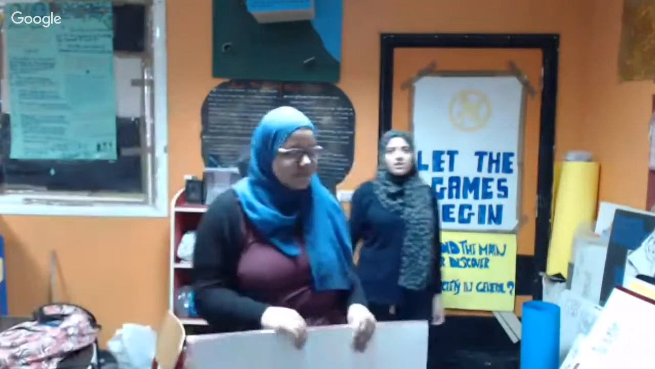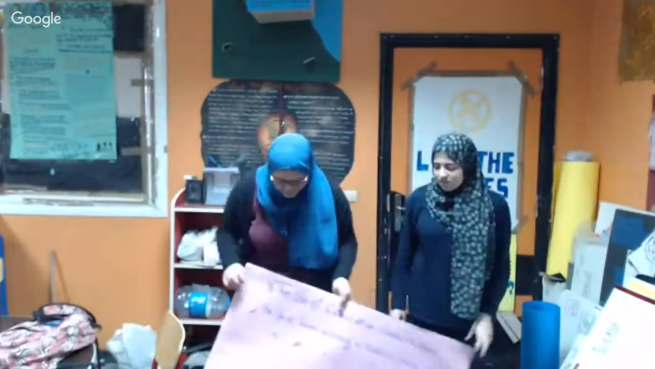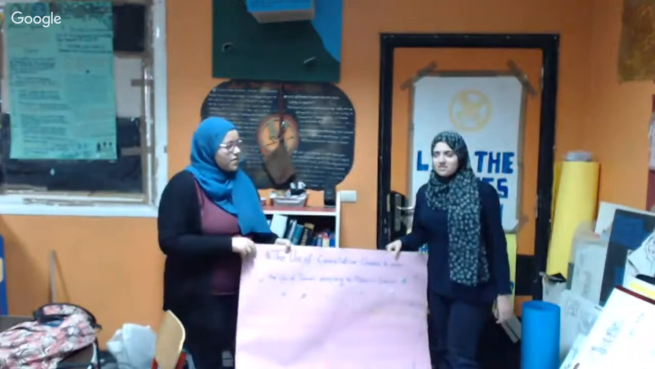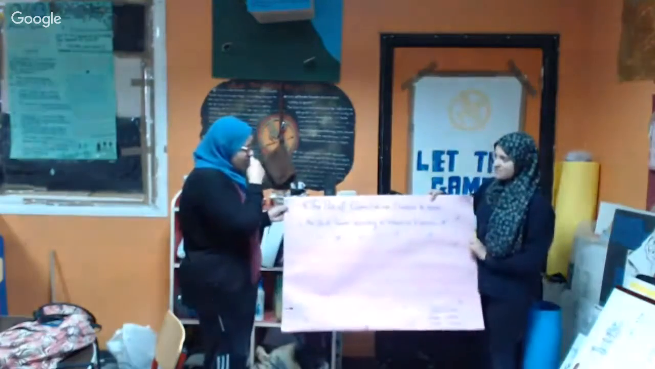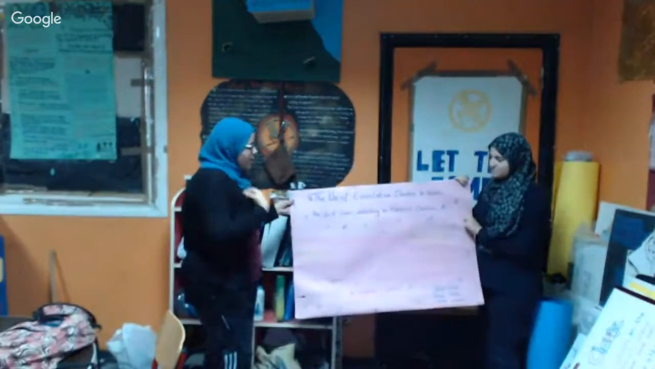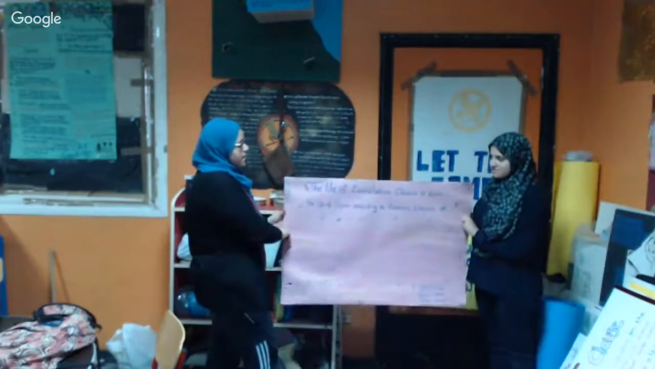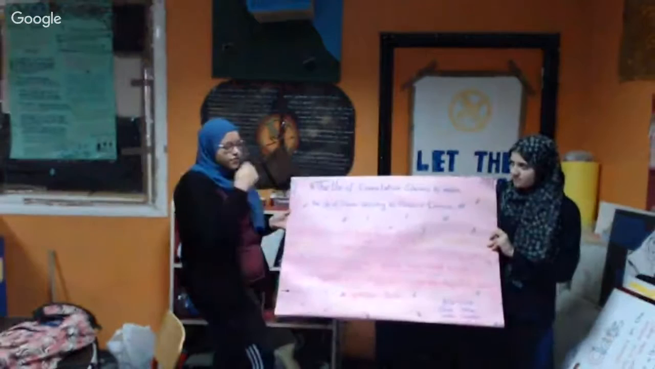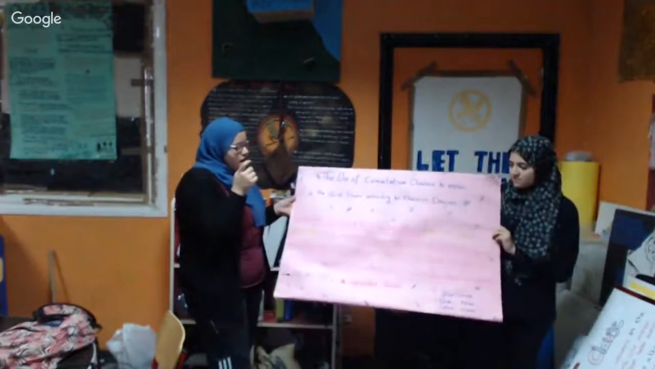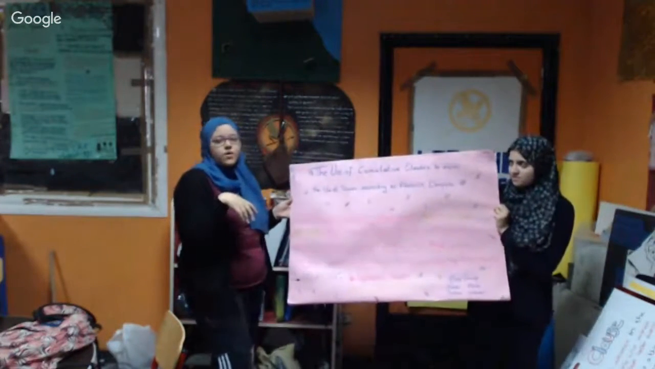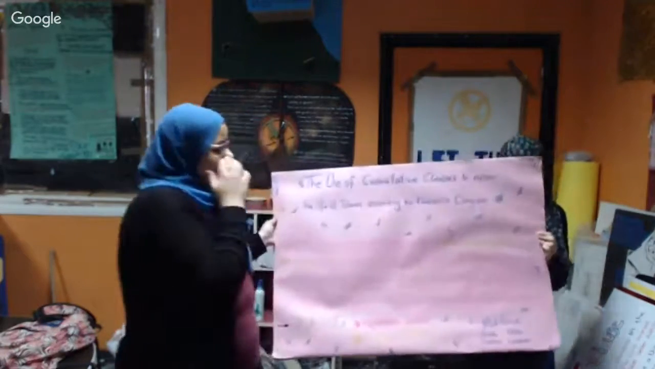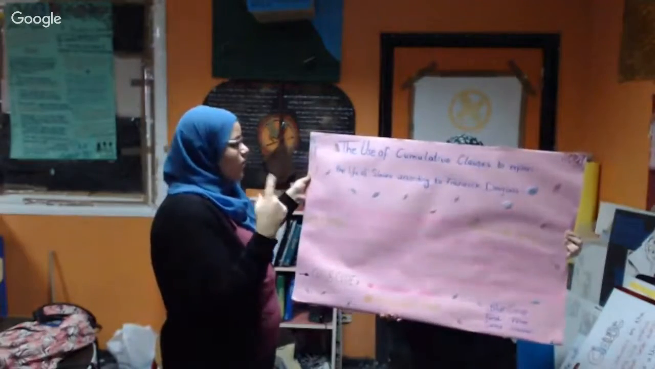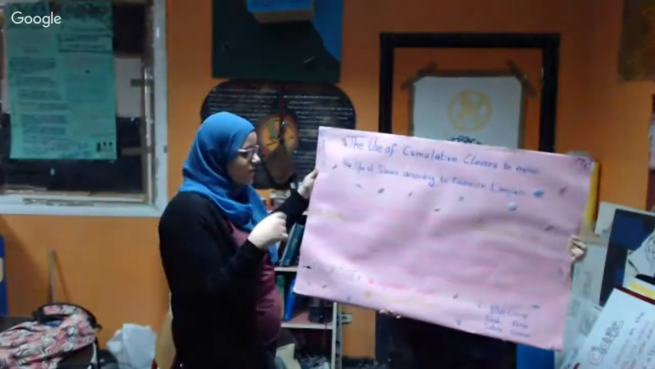Good morning, we are 12th grade Blue Group and we are here to present our poster board project. So we're here to explain the use of cumulative clauses of the life of slaves according to Frederick Douglass. First of all, we wrote one sentence, but using one independent clause and 5 dependent clauses.